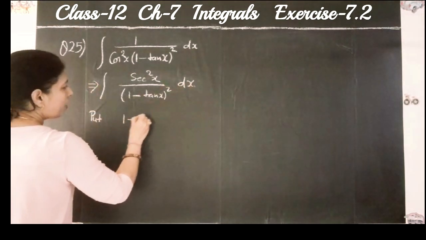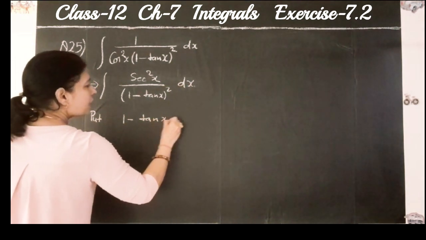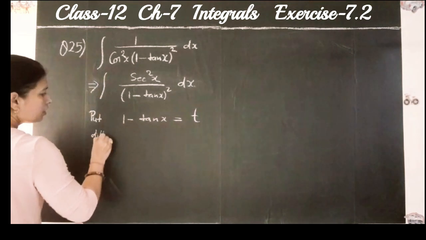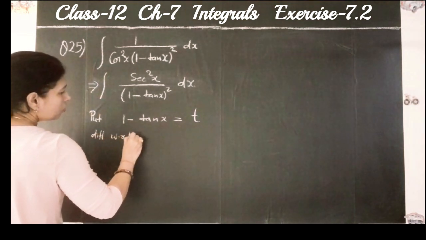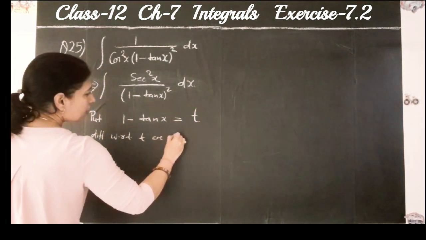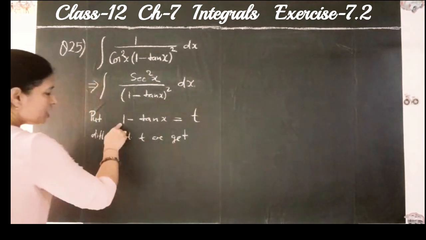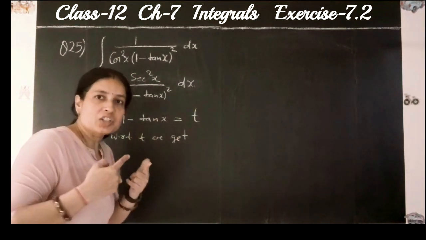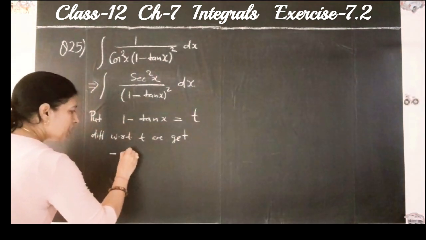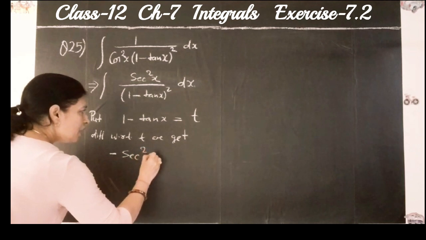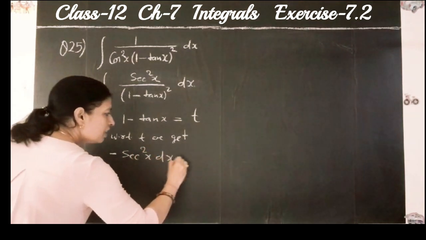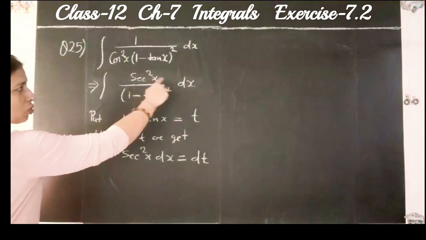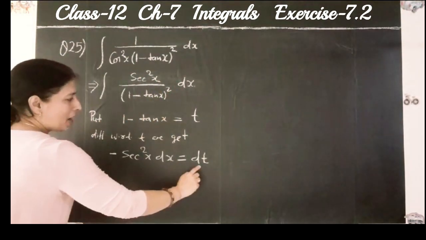And now we can put 1 minus tan x is equal to t. Then differentiate with respect to t, we get 1 is constant, so it will be 0. And when we differentiate tan x, we get sec square x. Here it is minus, so write here minus sec square x dx is equal to dt. So in place of sec square x dx, we can write minus dt.